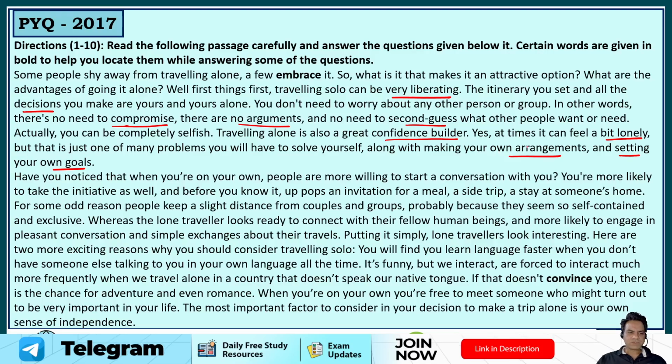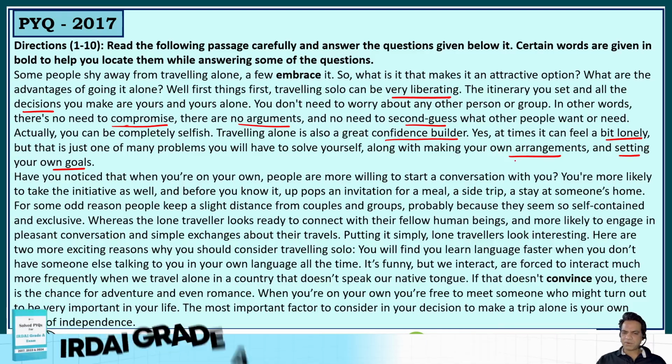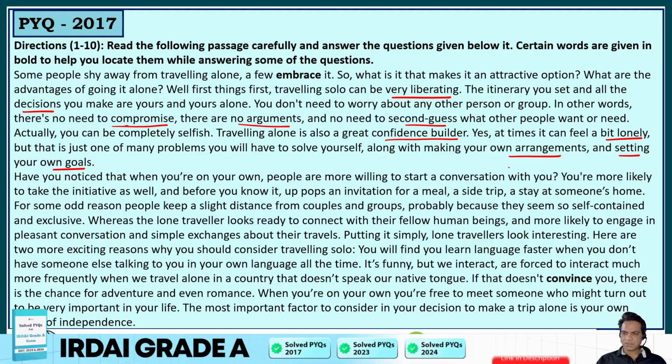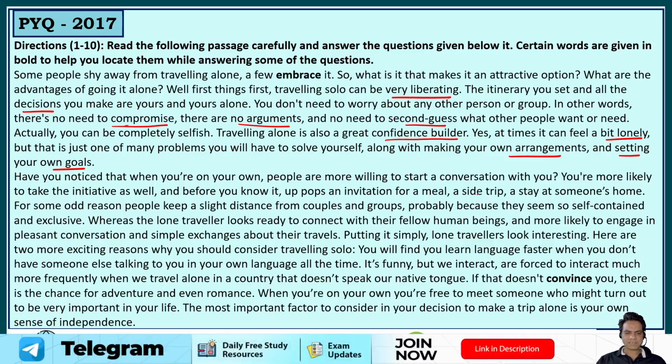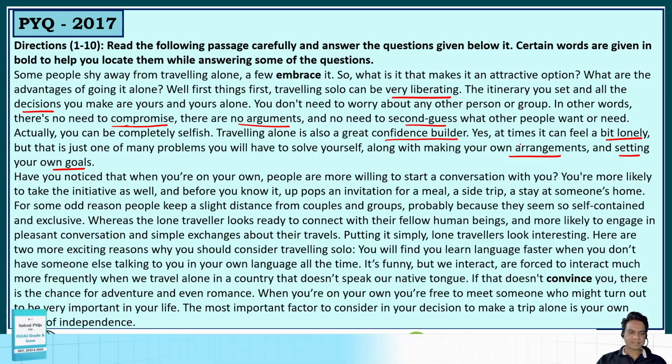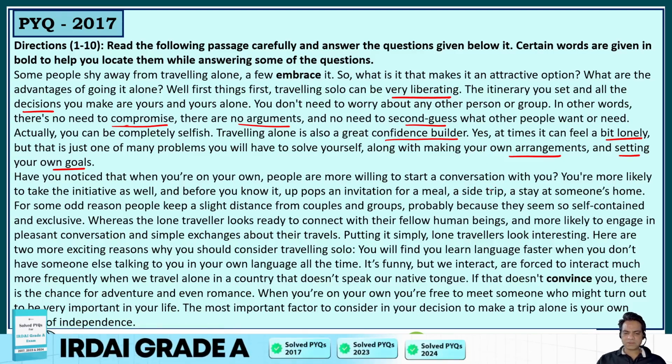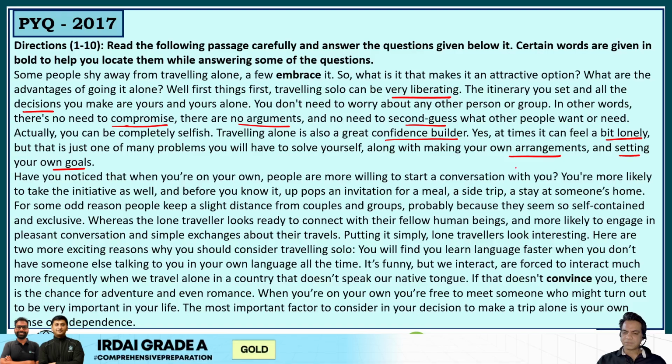Now, have you noticed that when you are on your own, people are more willing to start a conversation with you? You are more likely to take the initiative as well, and before you know it, up pops an invitation for a meal, a side trip, a stay at someone's home. For some odd reason, people keep a slight distance from couples and groups, probably because they seem so self-contained and exclusive. Whereas a lone traveler looks ready to connect with fellow human beings and is more likely to engage in pleasant conversation and simple exchanges about their travels. Putting it simply, lone travelers look interesting.